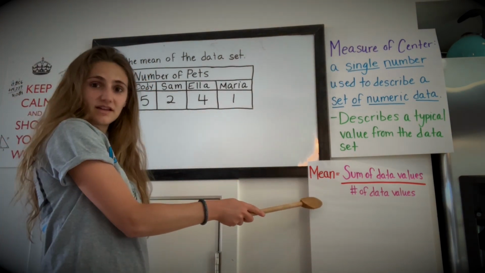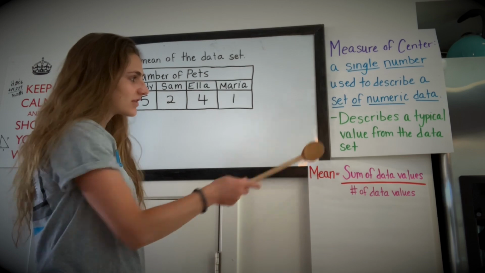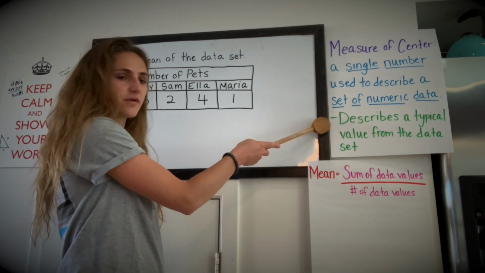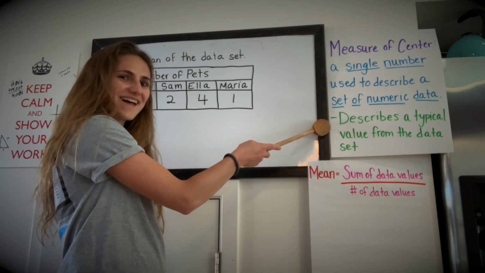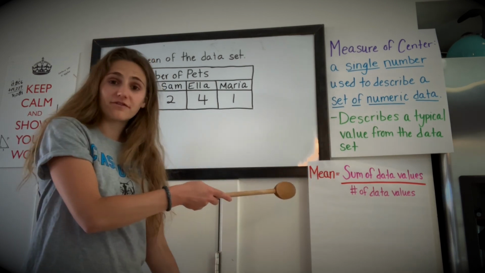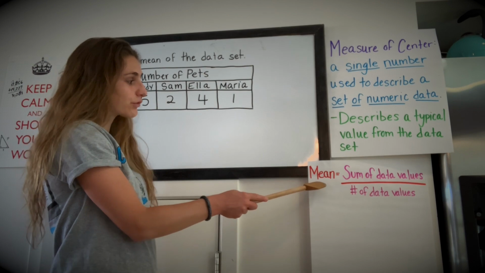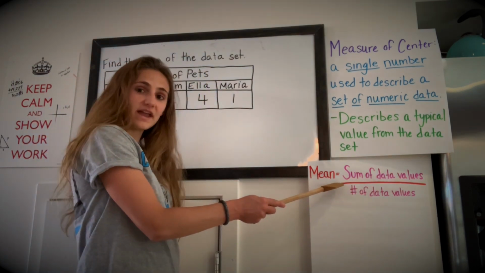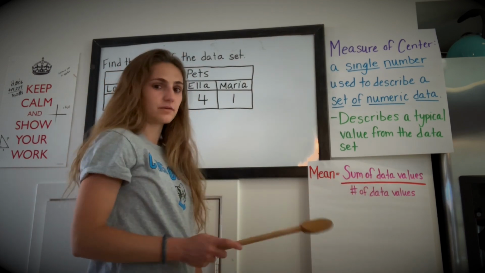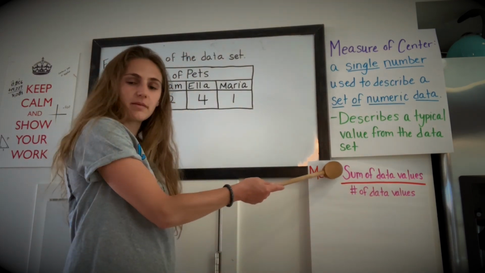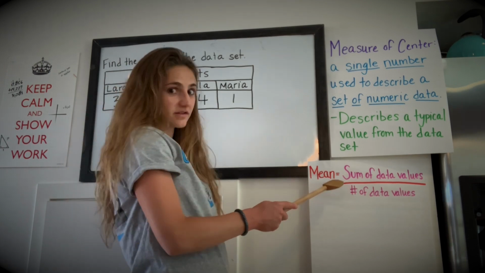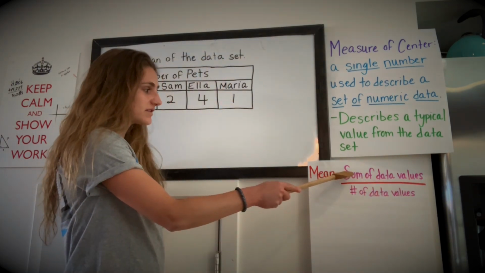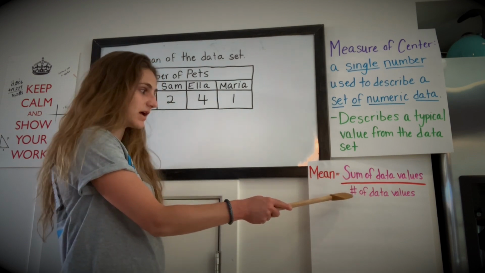The mean is a type of measure of center. You can see in green here that a measure of center describes a typical value from the data set. We'll talk a little bit more about that later. So let's look at how we can find the mean of a data set. In order to find the mean, we take the sum of data values and divide it by the number of data values. Now remember, if we're finding the sum, that means we're adding. Also, here's another reminder. This bar right here represents division. So we're taking the sum of data values and dividing it by the number of data values.